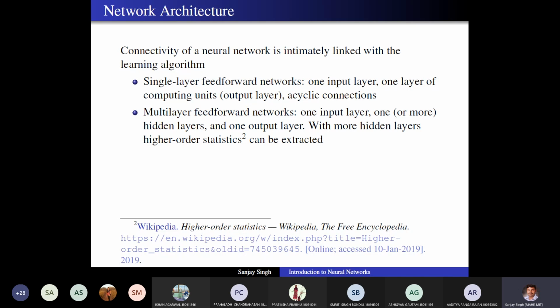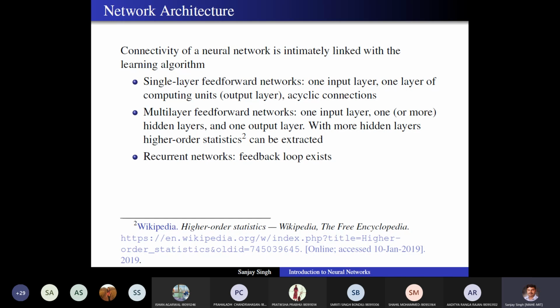Then there is something called multi-layer feed-forward networks. When I say multi-layer feed-forward networks, there is one input layer, of course, then we have one hidden layer, but not necessarily is the hidden layer only one. There may be many other layers. I'll explain what I mean by hidden layer. With more hidden layers, it is possible to capture higher order statistics and extract them.